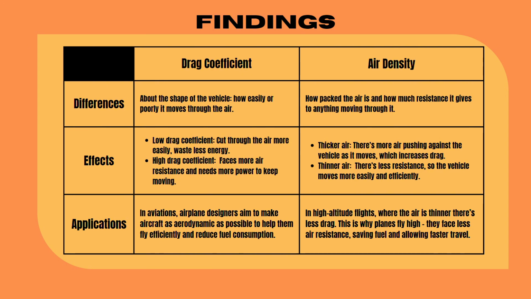Then we have thinner air, where there is less resistance, so the vehicle moves more easily and efficiently. This applies on higher ground, for example a pike fight, where racers try to set the best time to climb up through the canyon with less air. So the car is designed to take that in mind.